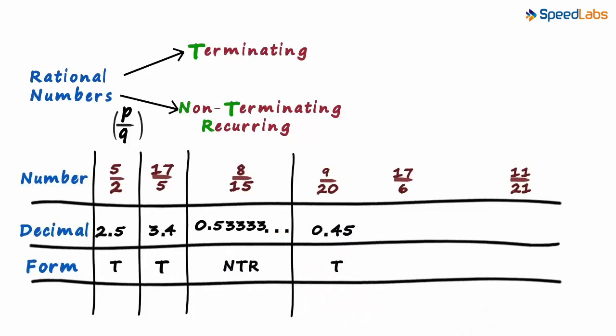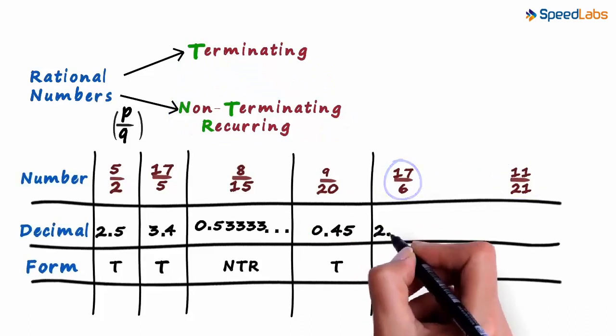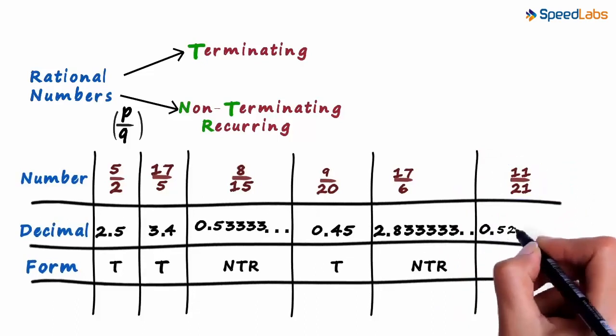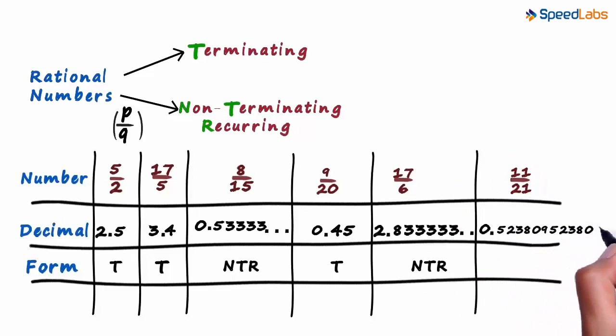So what we are doing here is calculating the decimal value of all the numbers and classifying it into terminating and non-terminating recurring decimals. Only 2 more numbers remain. 17 by 6 equals 2.83333 and so on. So it gets classified as non-terminating recurring. And 11 by 21 equals 0.523809, 523809 and so on. This part is repeated, so it's a non-terminating recurring decimal.